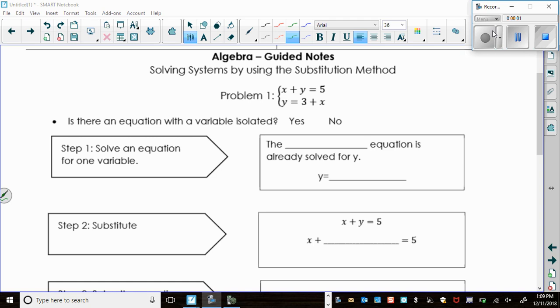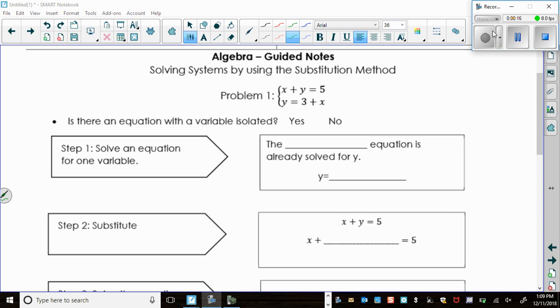Hello class, we're going to be talking about solving systems by using the substitution method. Now, this method is just like it sounds. You're substituting in a value or an expression into another variable. So, how do we solve these problems?